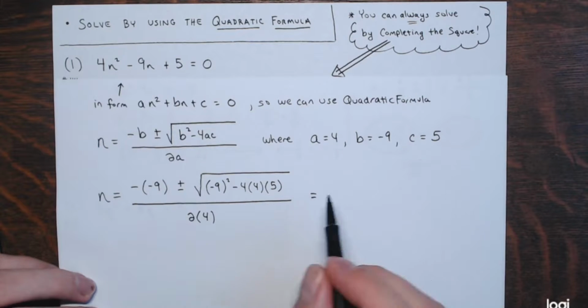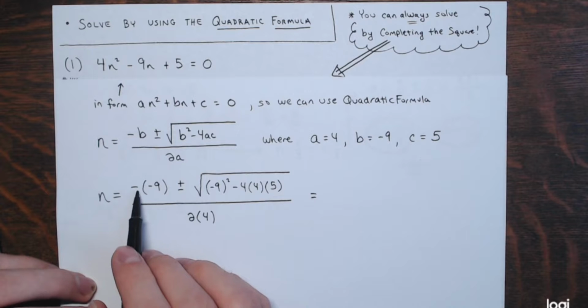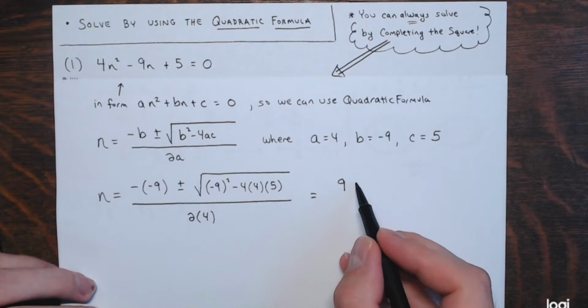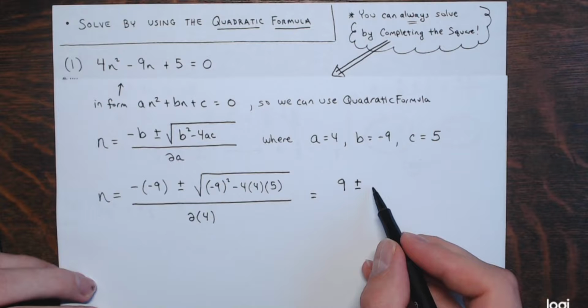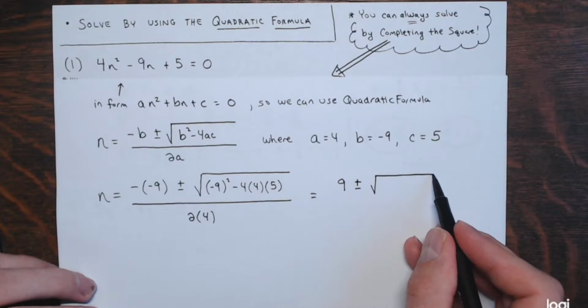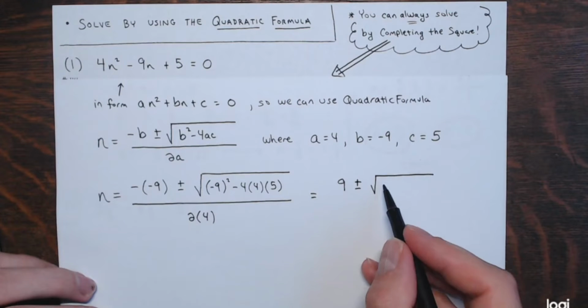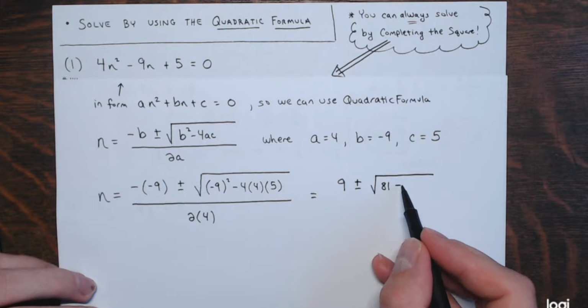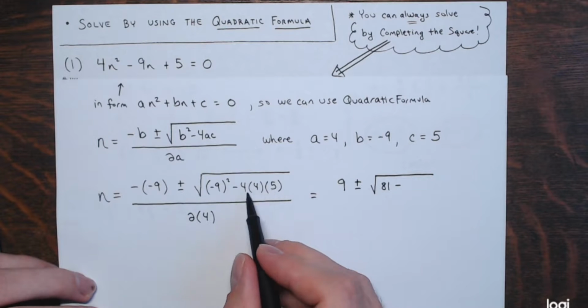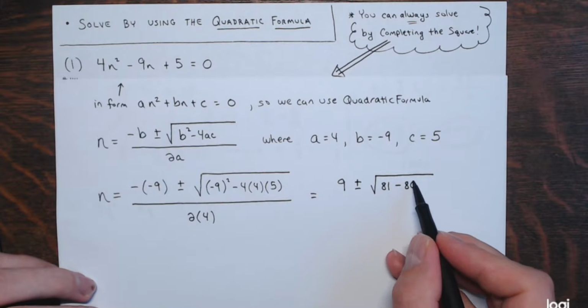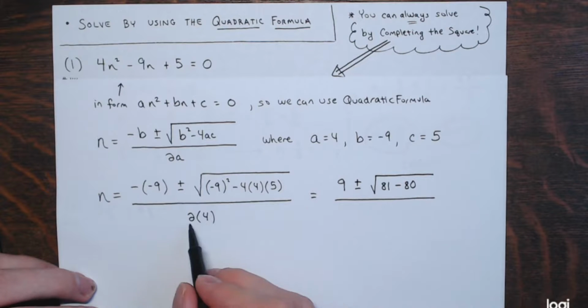And then we simplify. Now the first term up here, the opposite of -9 is +9, plus or minus the square root of -9 squared is 81, minus, and then 4 times 4 times 5 is 80. All this divided by, and then 2 times 4 is 8.